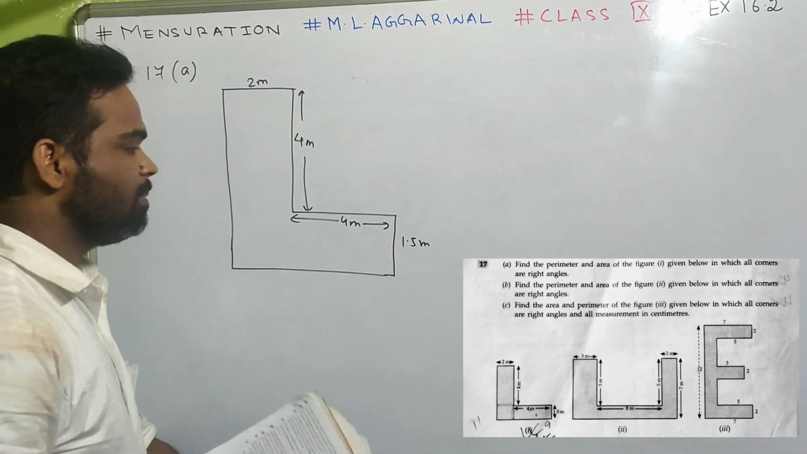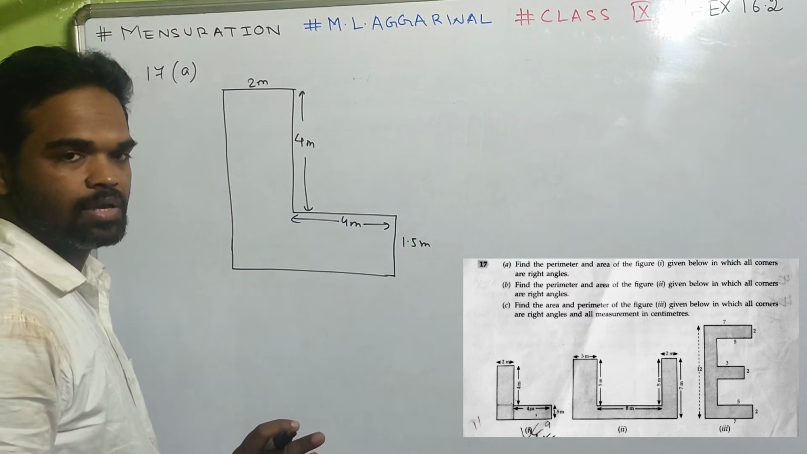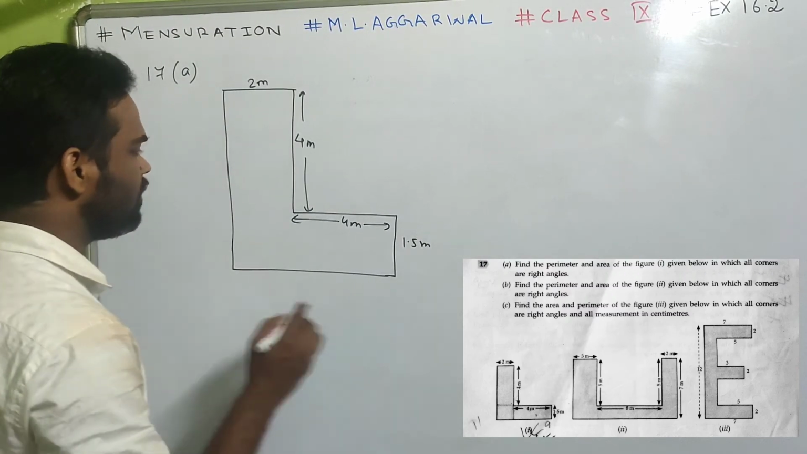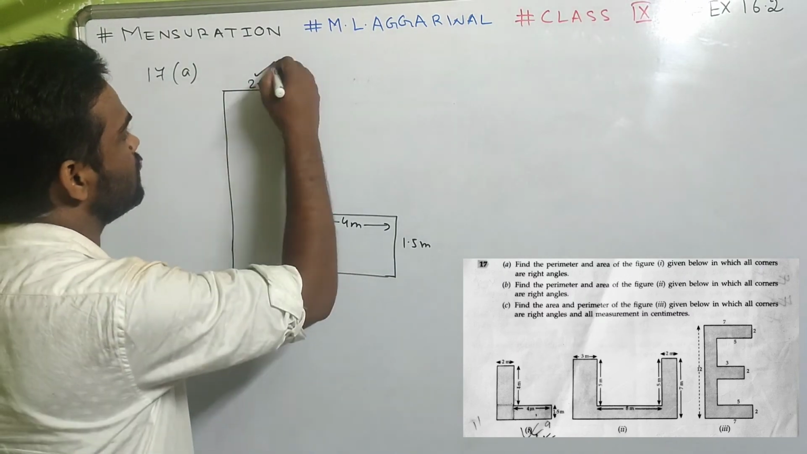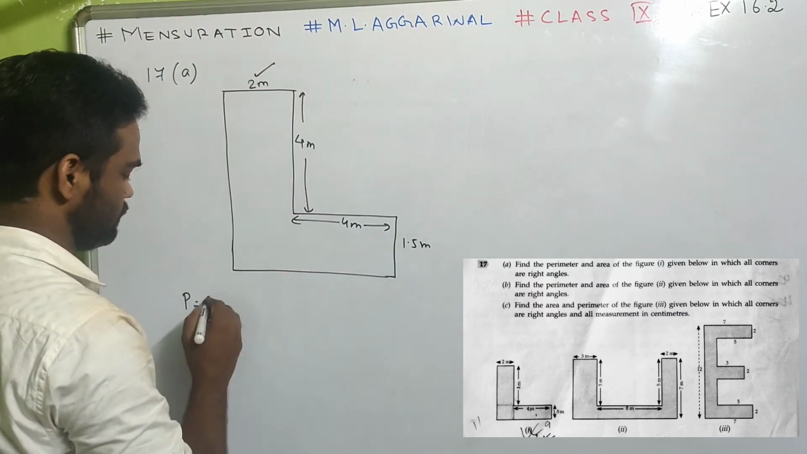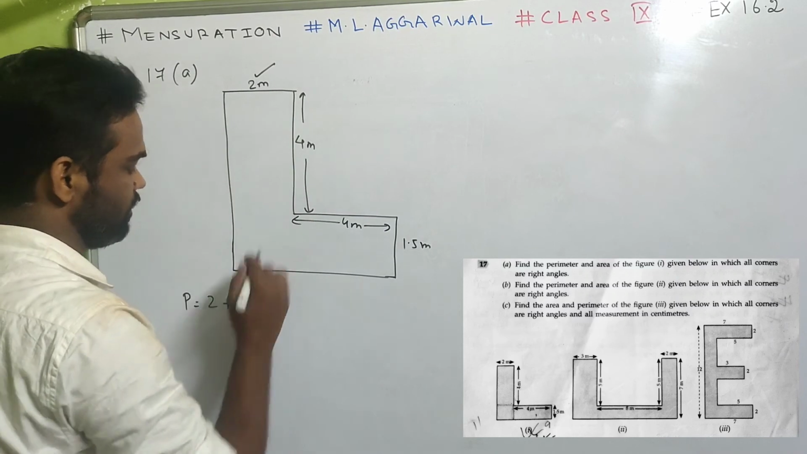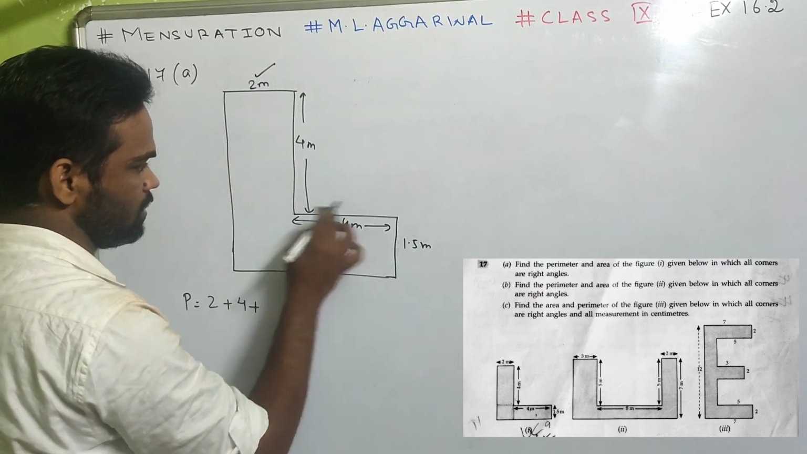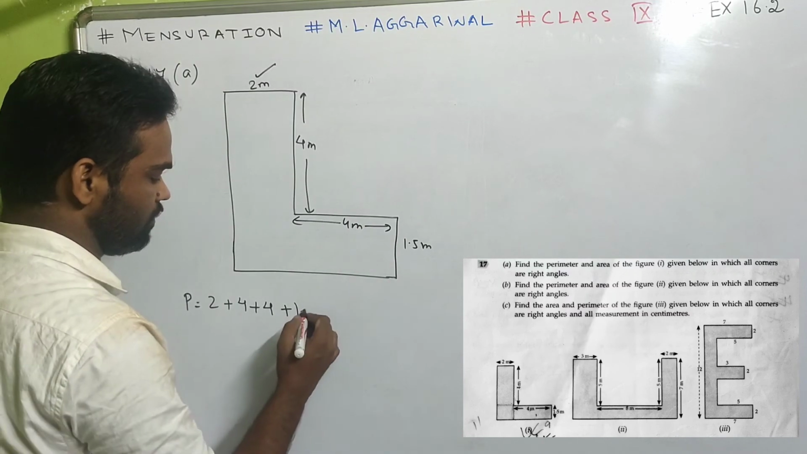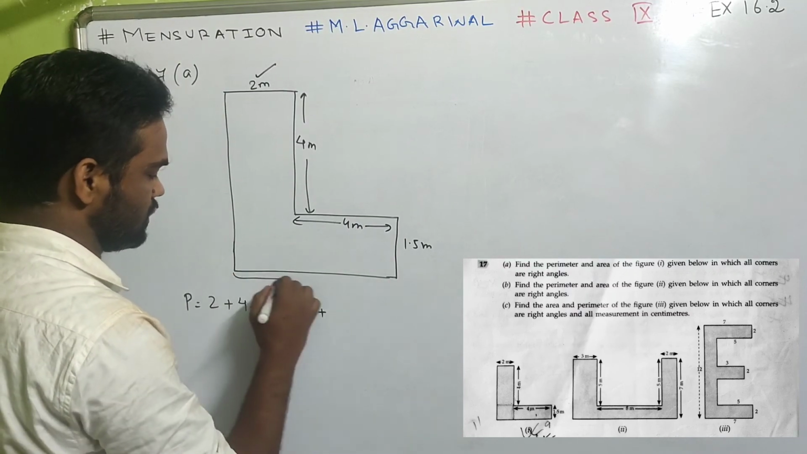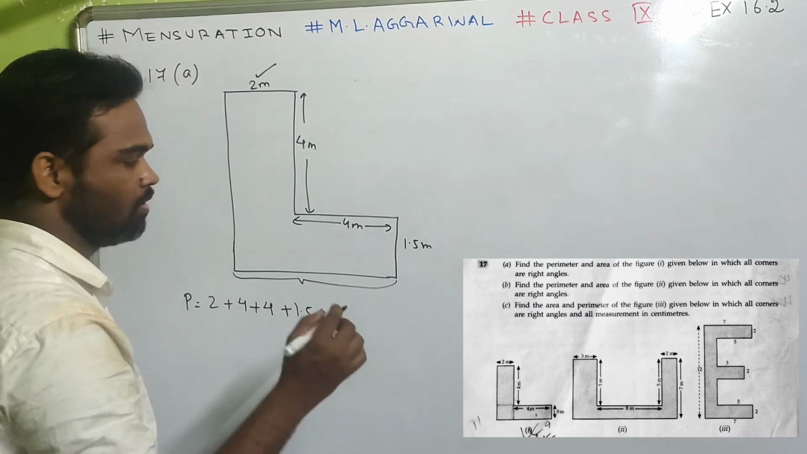Now, perimeter and the area. First of all, if you talk about perimeter, perimeter is the outer boundary, which means 2 plus this is 4 plus this is 4 plus this is 1.5 plus this. How much is this? Look over here.